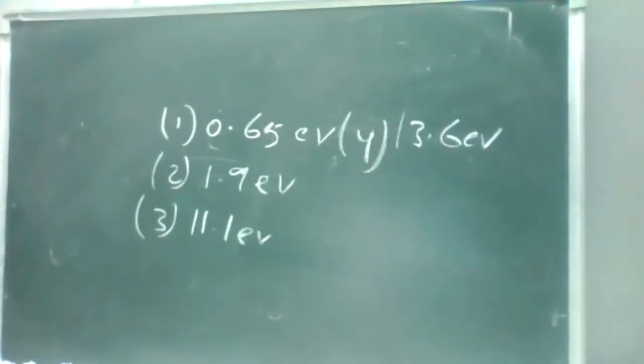I'll repeat the question. Out of the following, which one is not a possible energy for a photon to be emitted by a hydrogen atom according to Bohr's atomic model? Options are 0.65 electron volt, 1.9 electron volt, 11.1 electron volt, and the fourth one is 13.6 electron volt.